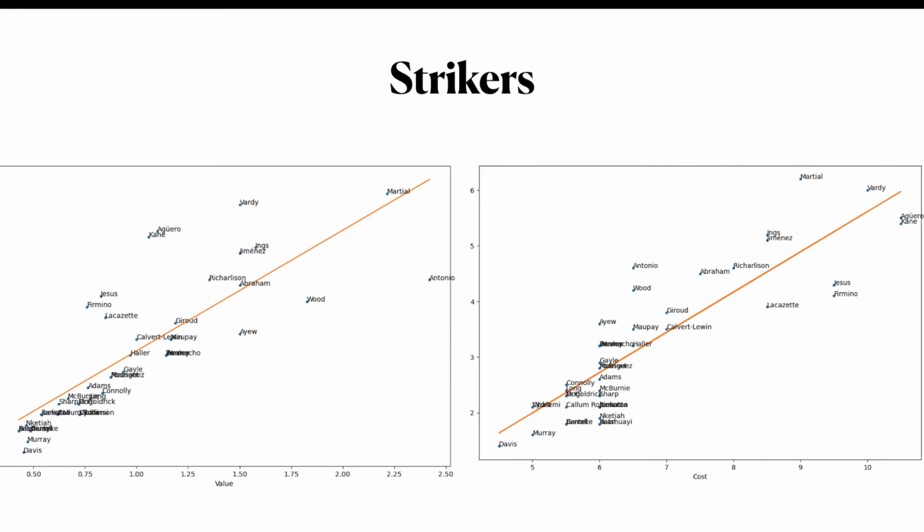Martial for Man United is another one that seems to be performing very well. His value is quite high, so he scores pretty much the equivalent of points to his price, but he also gets a lot of points each game.